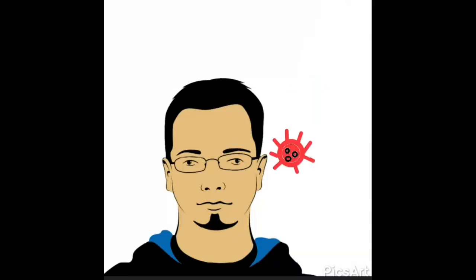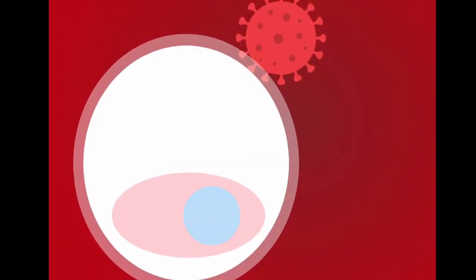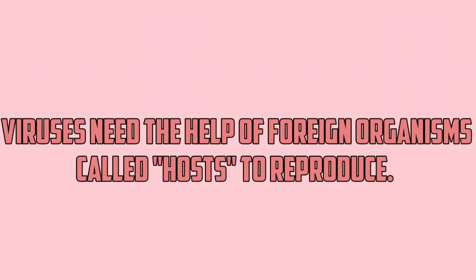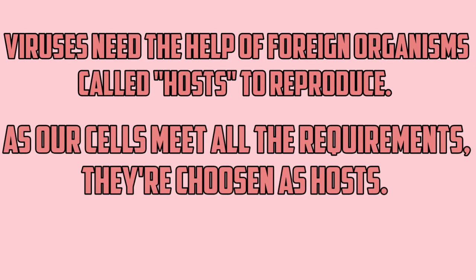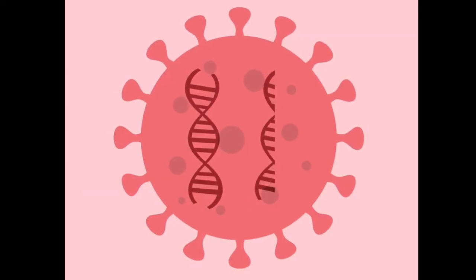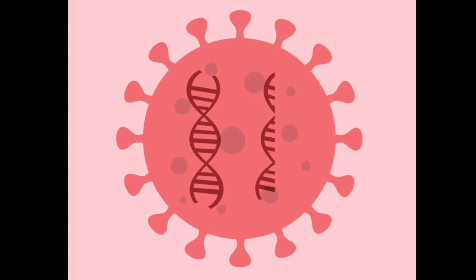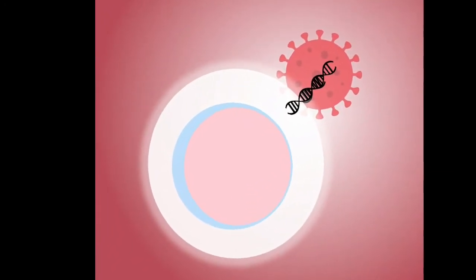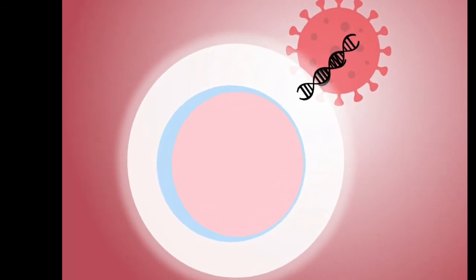Usually, when the virus enters our body, the first part of the body to which it is attached is our cells. Viruses are very specific to the type of cells they attack. They choose cells because they cannot reproduce without the help of other organisms called hosts. As our cells have all the features to meet the requirements of viruses, they are chosen to reproduce as hosts. Like us, viruses also contain genetic material in the form of DNA or RNA. This genetic material is injected into the cell when the virus is attached to the cells in our body.